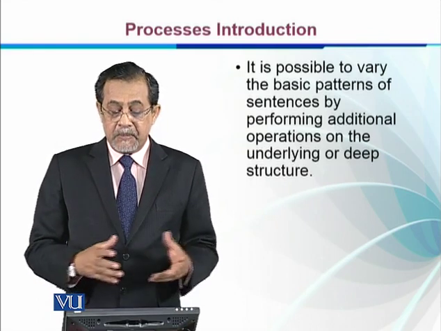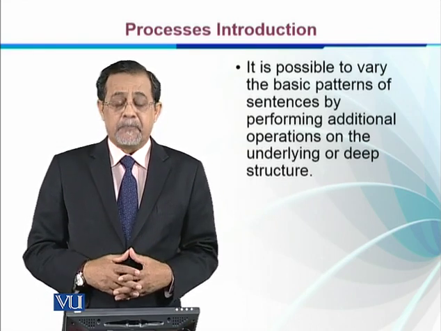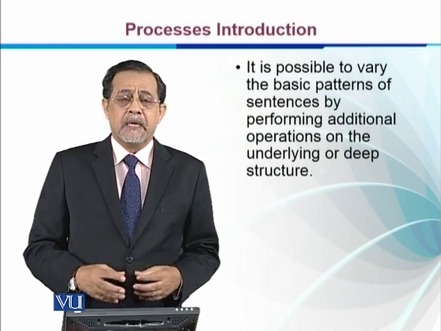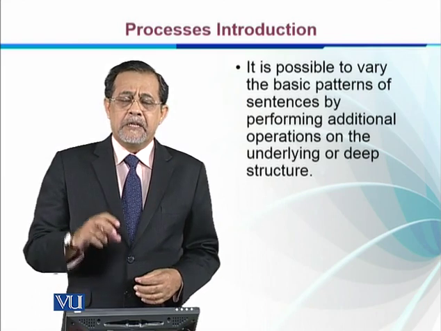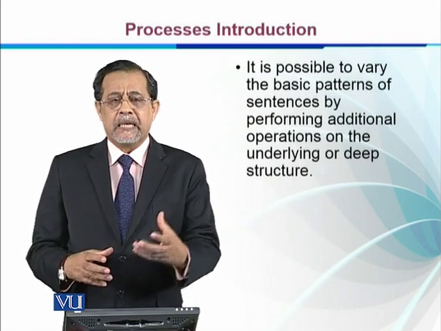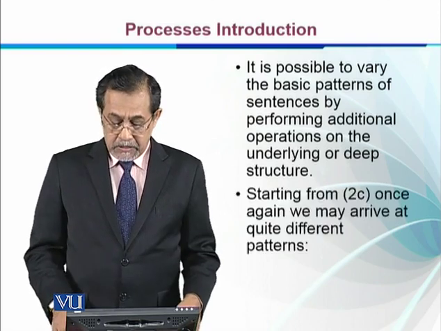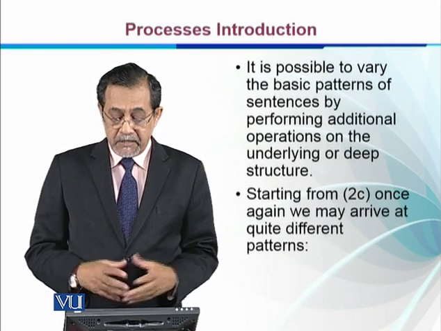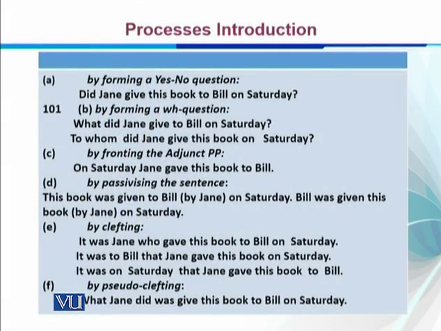It is possible to vary the basic pattern of sentences by performing additional operations on the underlying or deep structure, right? So at deep structure we apply certain rules and can have different types of structures. Starting from 2C, once again we may arrive at quite different patterns. For example, by forming a yes-no question, we can bring in a do and make the same sentence: Did Jane give this book to Bill on Saturday? We can also perform another function, the WH question. We can add what, and the sentence becomes: What did Jane give to Bill on Saturday, or to whom did Jane give this book on Saturday?